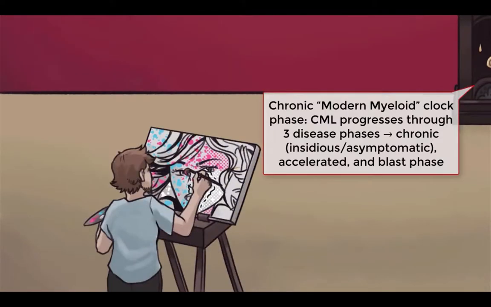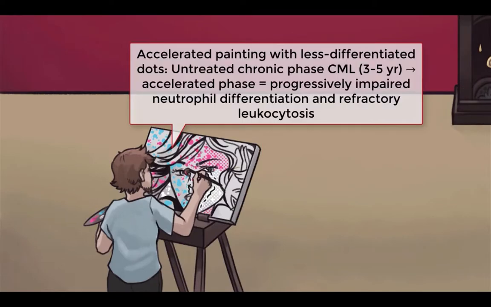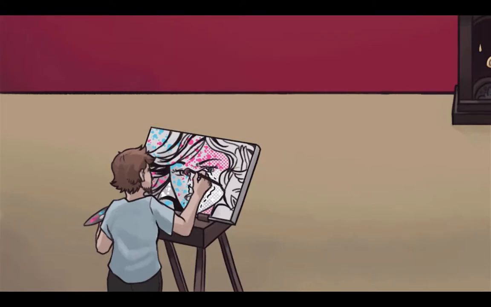CML progresses through three disease phases: chronic, accelerated, and blast. Most patients are diagnosed during the chronic phase, during which disease is more insidious and often asymptomatic. Untreated chronic phase CML progresses to an accelerated phase in 3 to 5 years. The accelerated phase is characterized by progressively impaired neutrophil differentiation and refractory leukocytosis. Not to sound mean or anything, but the left side of that painting is looking a little rushed. Accelerated, if you will. And as a result, the basophil, neutrophil, and eosinophil dots are more splotchy and less differentiated.